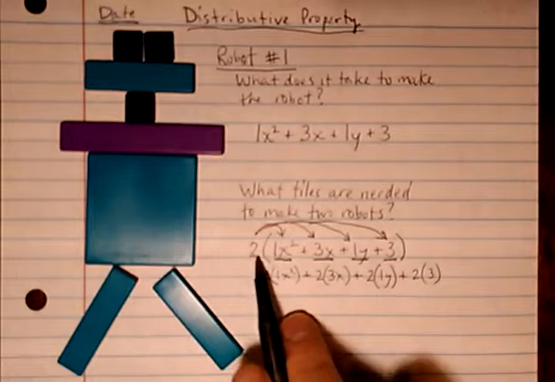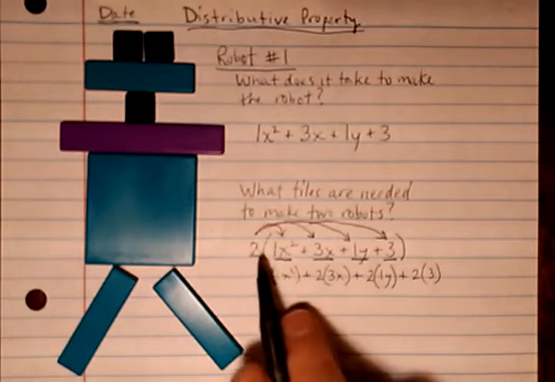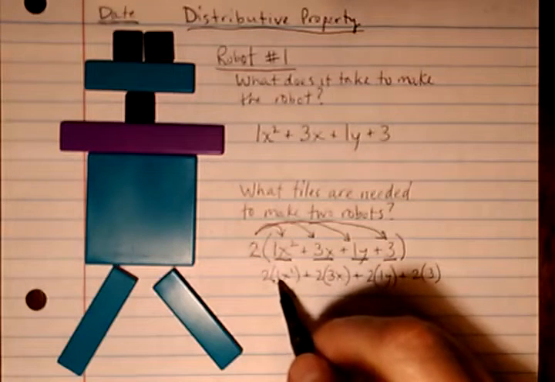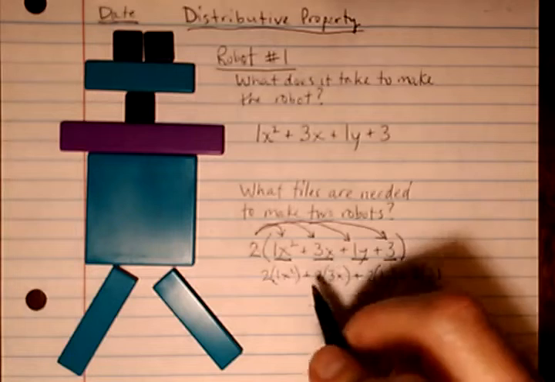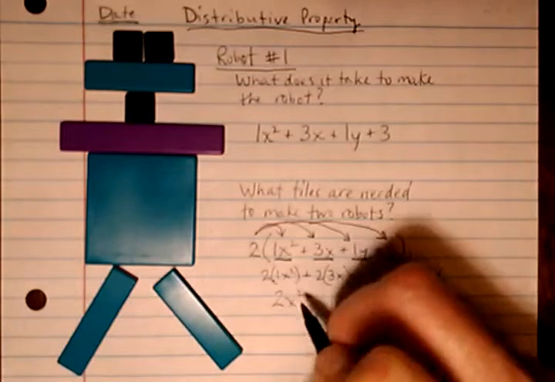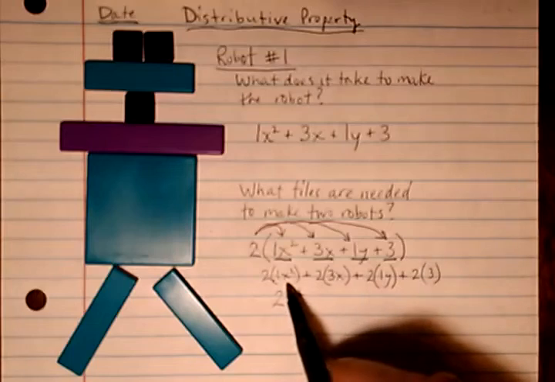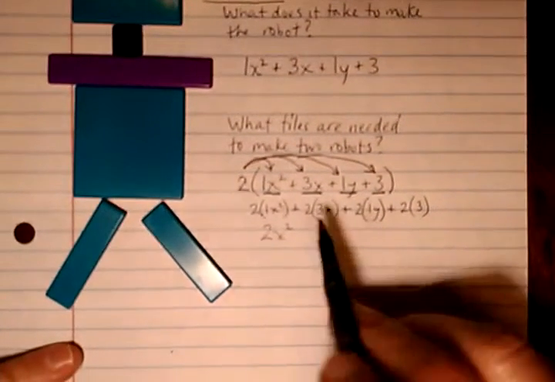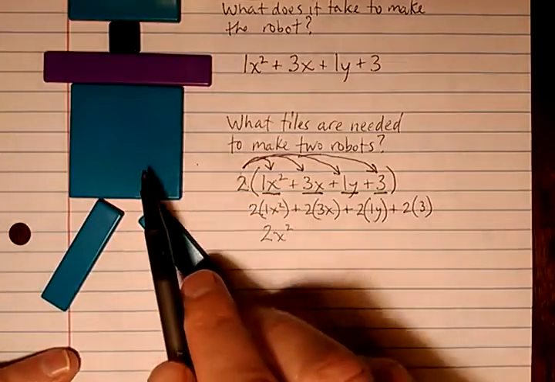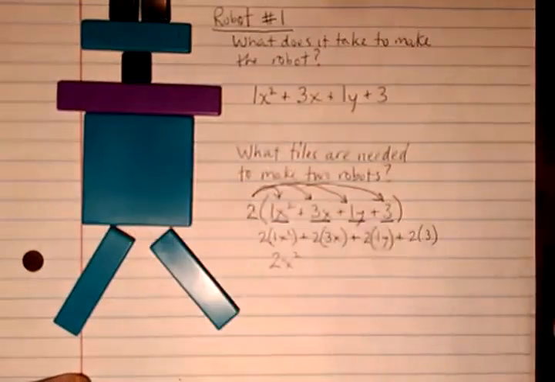So the 2 got distributed out so that we're multiplying it times all of those terms. Let's go ahead and do our multiplication. 2 times 1 x to the second power, 2 times 1 is 2, so it's 2x to the second power, and that makes sense because if you need 1 x to the second power for one robot, for 2 robots you're going to need 2 of them, 2 of those big squares.